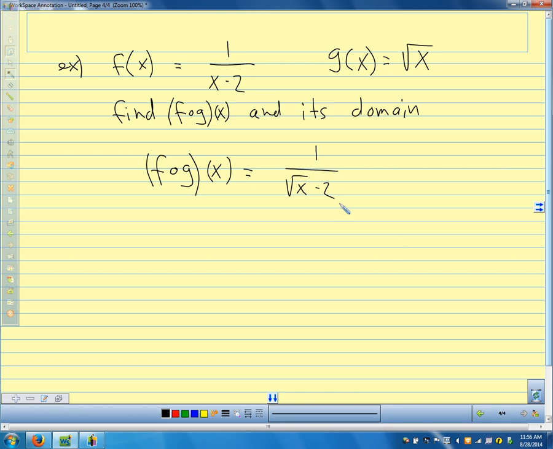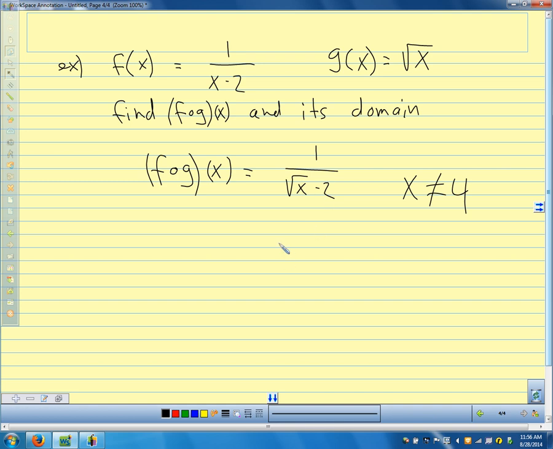And what's our domain? We have a fraction here, so what do we have to restrict from our domain? We can't have the denominator equal to 0. What makes a denominator 0? x is not equal to 4. So this one was pretty easy. We can look at the composition and figure out x cannot equal 4.